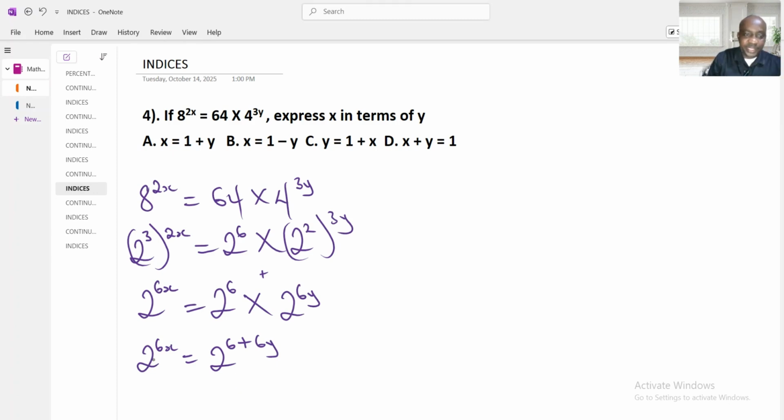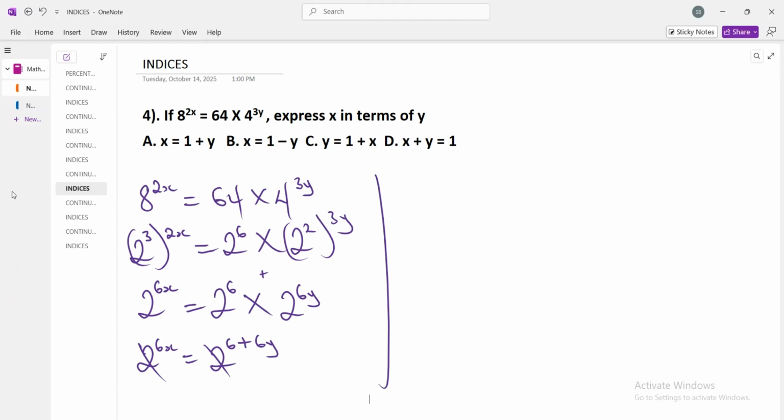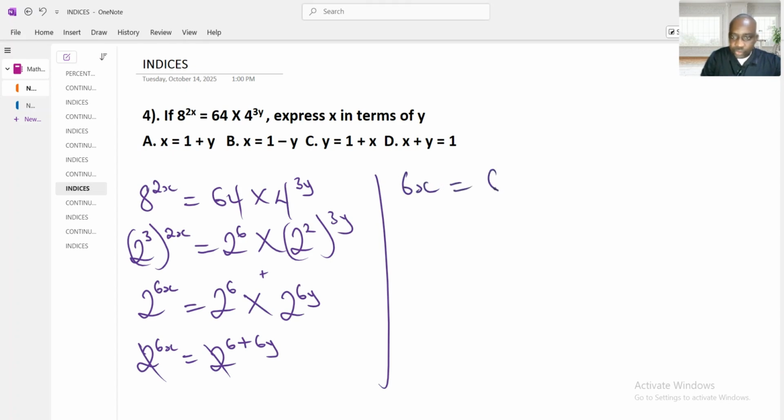Now the next thing we are going to do is cut out the base. After we cut out the base, what do we have left? The raised power, we are going to write them out. 6x equals 6 plus 6y. We can factorize this one. What is the factor of 6 plus 6y? It is 6. 6 times 1, because how many 6 can it be? 1. Here the 6 will go away, remainder y.